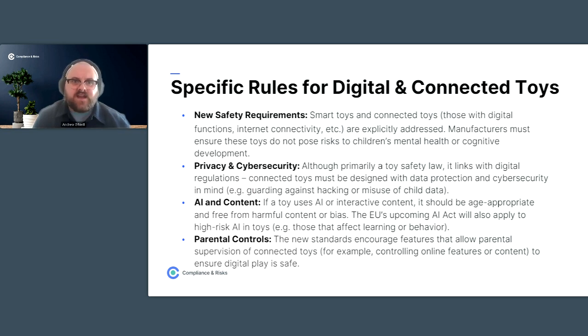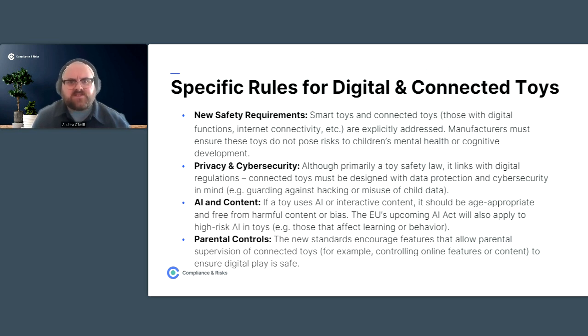For example, if a toy has an interactive AI that chats with a child, the manufacturer needs to ensure this interaction won't harm the child's mental health or development. This could include avoiding frightening or inappropriate content, or making sure that the toy is not excessively addictive. This kind of consideration was not explicitly in the old directive, so it's a big step that it is now an essential safety requirement.